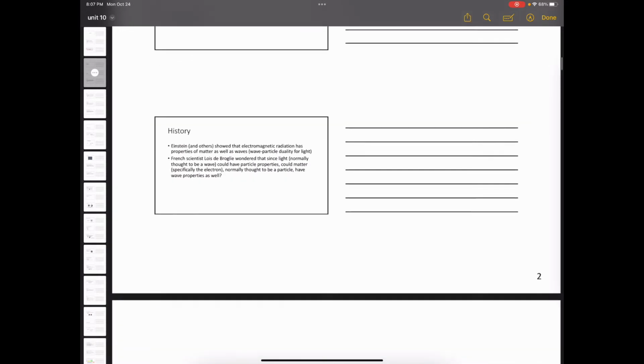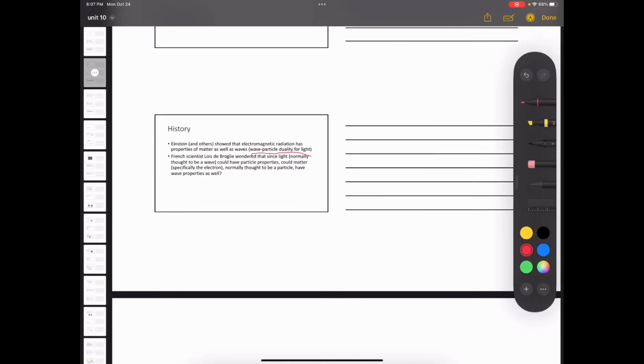So this is an introduction to the objective of this unit. When it comes to history, Einstein is one of the pioneers in studying the electron. He demonstrated that electromagnetic radiation, or EMR, has the properties of matter as well as a wave, and he was the first to introduce the concept of wave-particle duality of light. So light has the properties of a wave and of a particle at the same time, and we will see in a second what it means to have a wave property and a particle property at the same time.